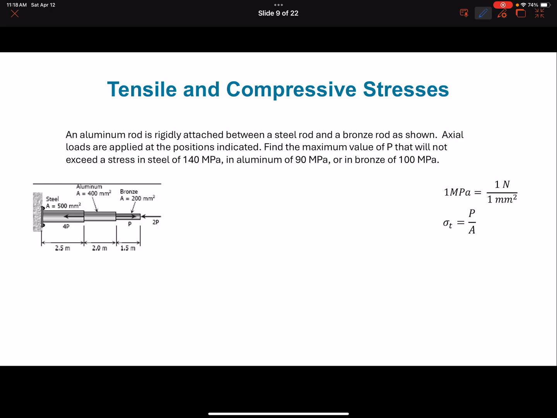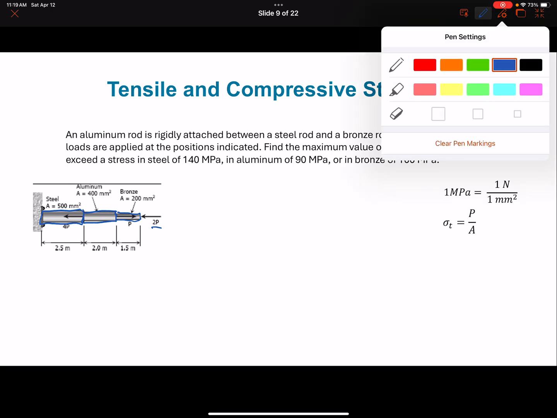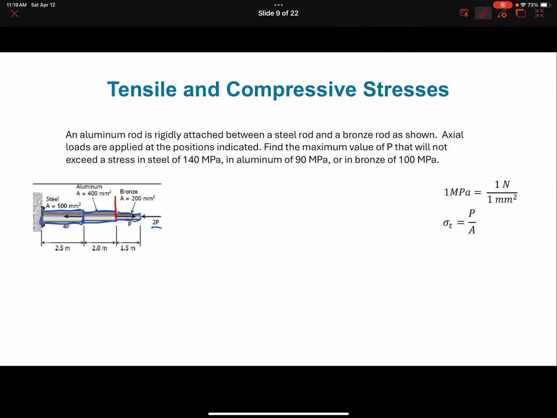And you can see in our bronze section, what's actually happening here is that this force 2P is pushing on all three of these sections, right? It's pushing on this section, it's pushing on this section, and it's pushing on this section. And all of these sections are going to be pushing back. So what we're going to do is we're going to isolate each of the three sections, right? We're going to isolate here, we're going to isolate here, and we're going to isolate here. And we're going to try to figure out what's actually happening at the back of this section.